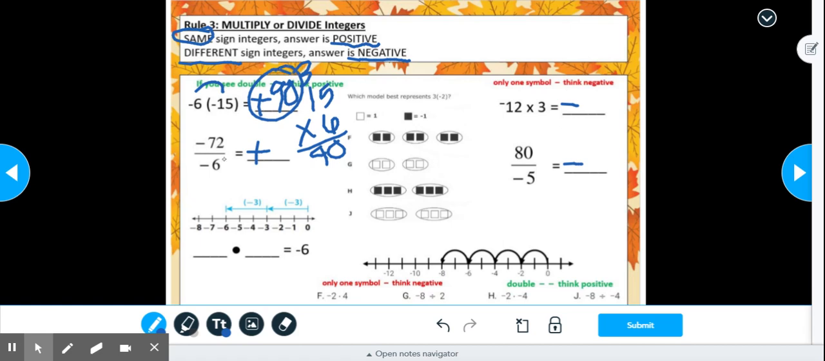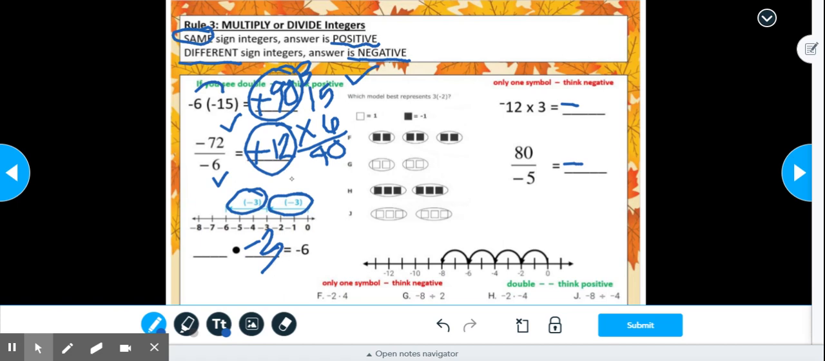And knowing our multiples of 6, 6 times 10 is 60, 6 times 11 is 66, 6 times 12 is 72. So 72 divided by 6 is going to be 12. And the double negatives, whenever we see double negatives, we need to be thinking positive. Same signs. So down below, we have groups. We have negative 3 and negative 3.